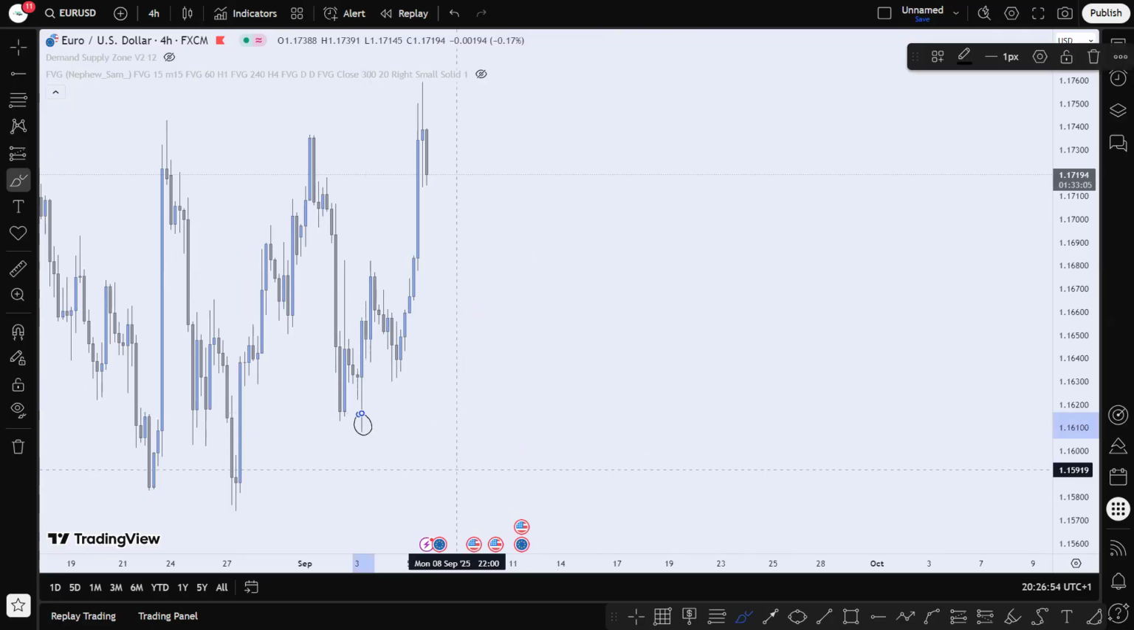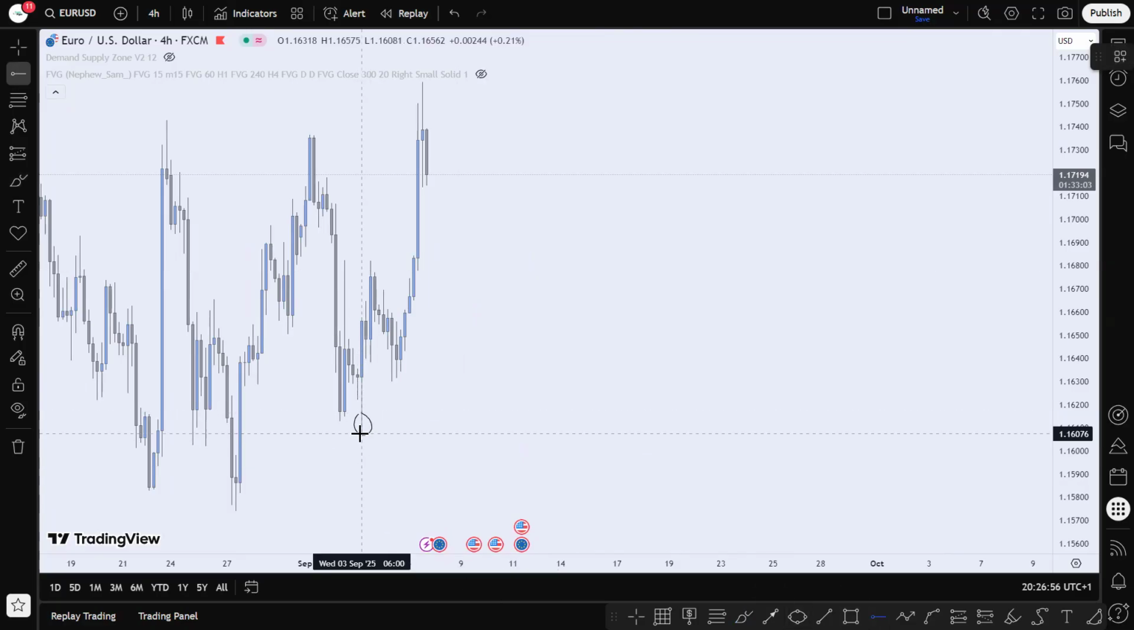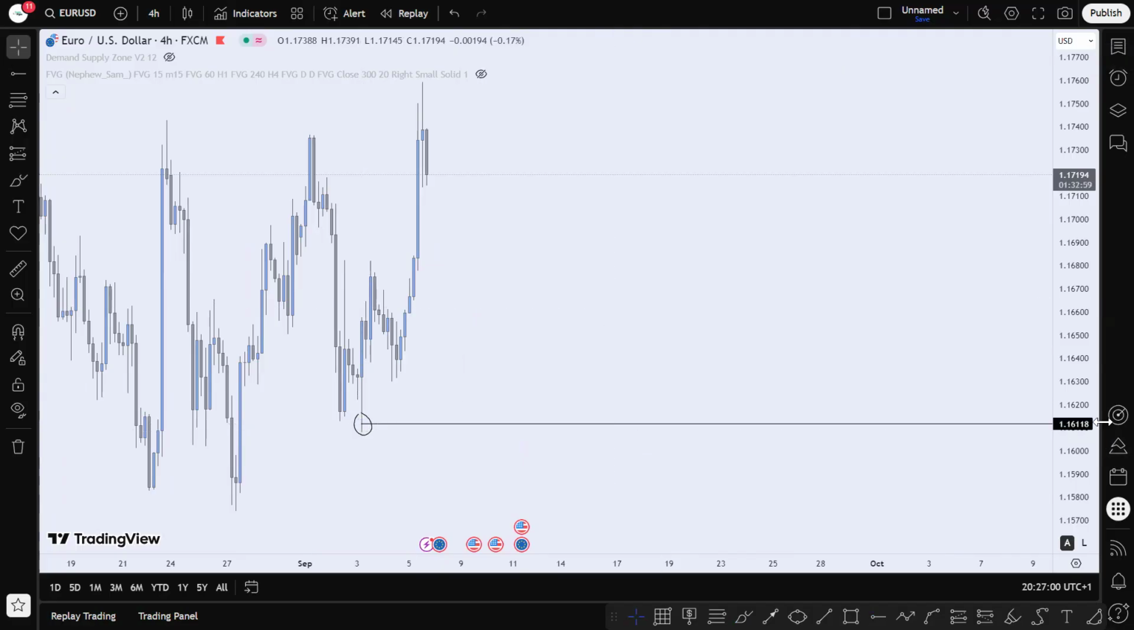Now, I use this rectangle to put price. I just want to attach a price to it. Now, the price attached to it here is what? 1.16118. Now, the reason I'm ignoring the 8, I hope you understand that one, is that the 8 is what we call a pipette. And what is a pipette? It is a fraction of a pip.